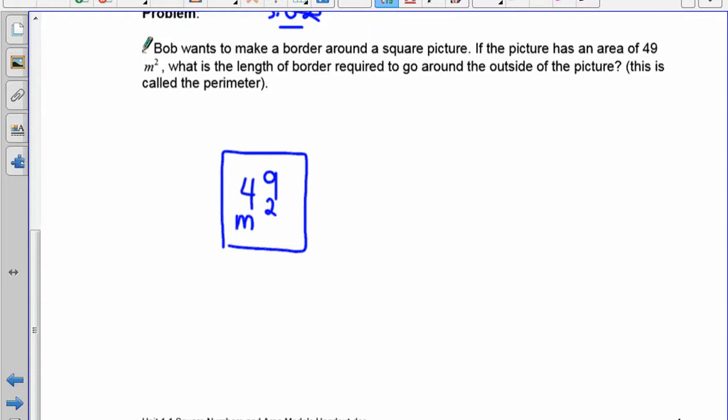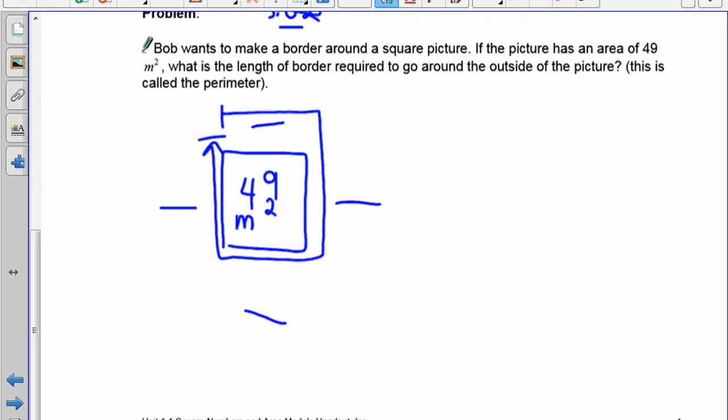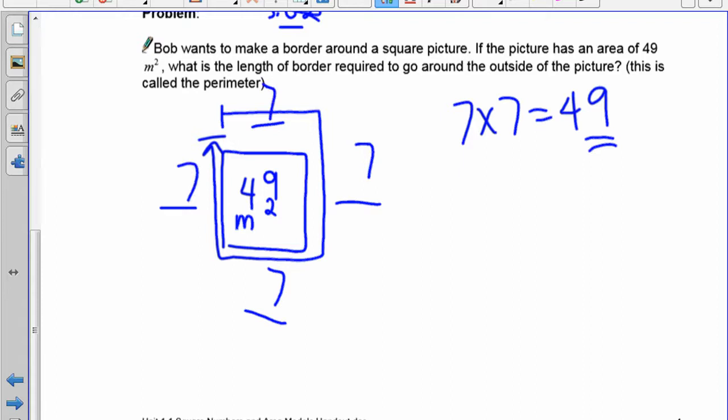I want to know what is the length from here, to there, to there, and to there. All right. Now to do that, I need to know what this length is here, here, here, and here. Since it's 49 and it's a square, I know that 7 times 7 is equal to 49. That means it's a perfect square. These lengths here must all be 7. So what's the perimeter of this, or what's the distance around the outside? It's basically 7 plus 7 plus 7 plus 7, which is 28 meters.